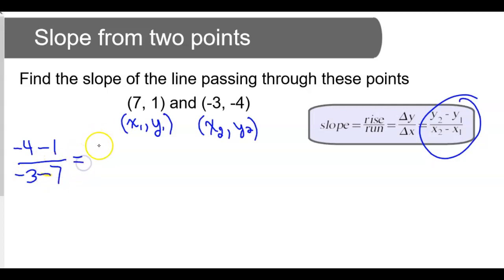So negative 4 minus 1 is negative 5. Negative 3 minus 7 is negative 10. I'm going to simplify this. My slope is 1 over 2, because a negative over a negative is a positive.